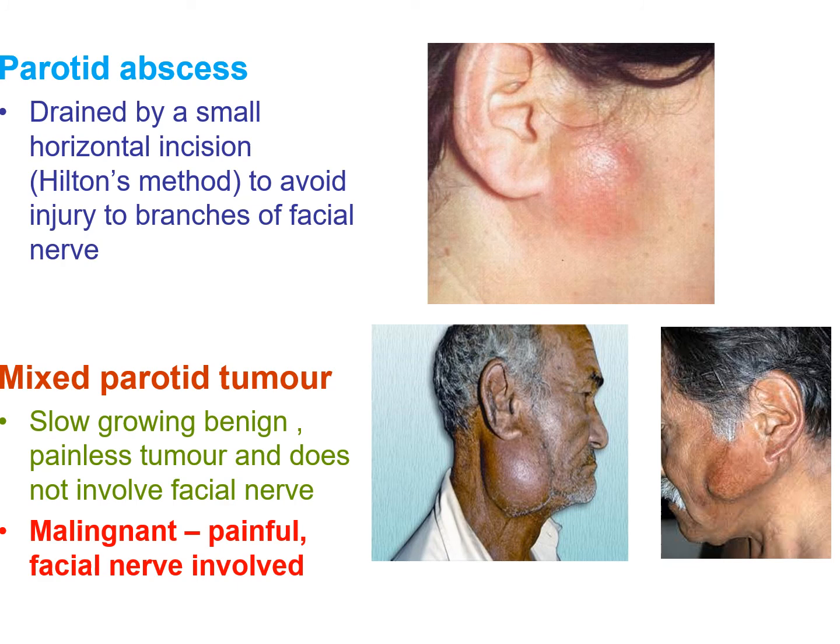Another condition associated with the parotid gland is the parotid abscess. It is an inflammation and collection of pus due to infection that may travel from the oral cavity via parotid duct. It can be drained by a small horizontal incision to avoid injuries to the branches of facial nerve.